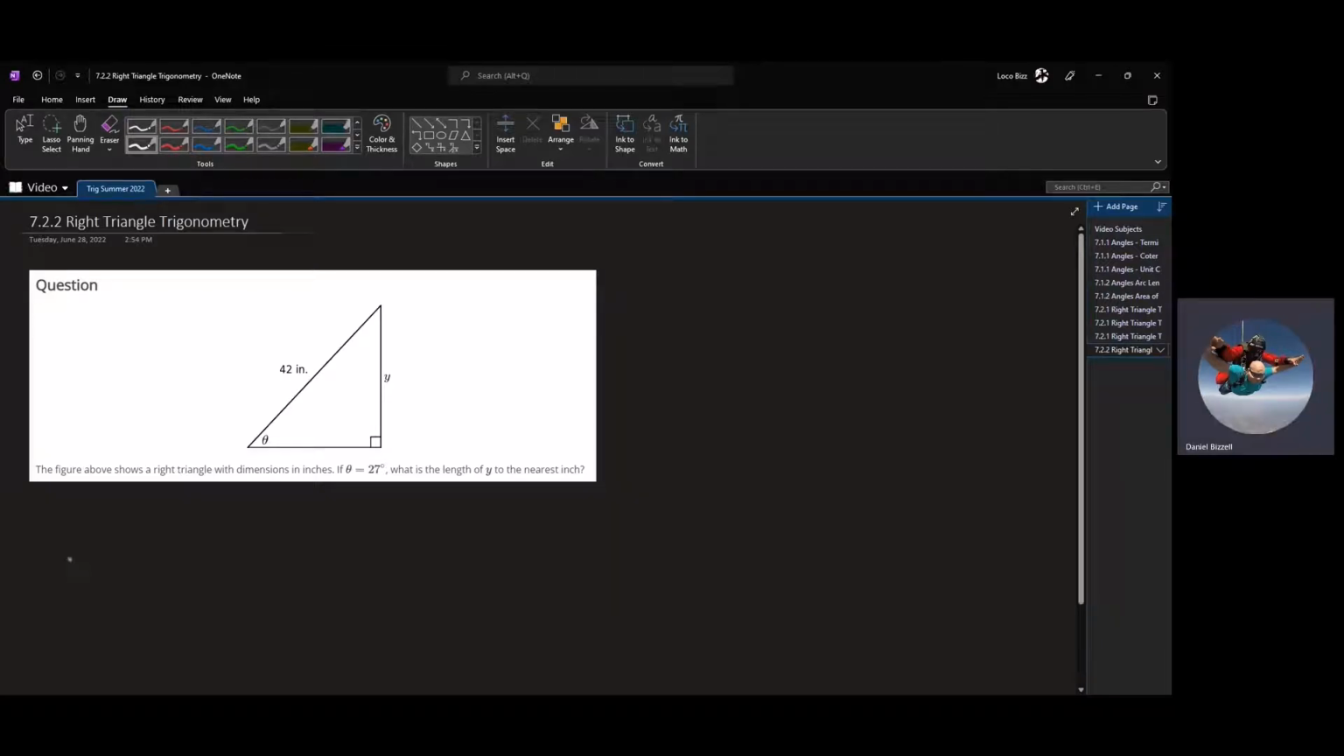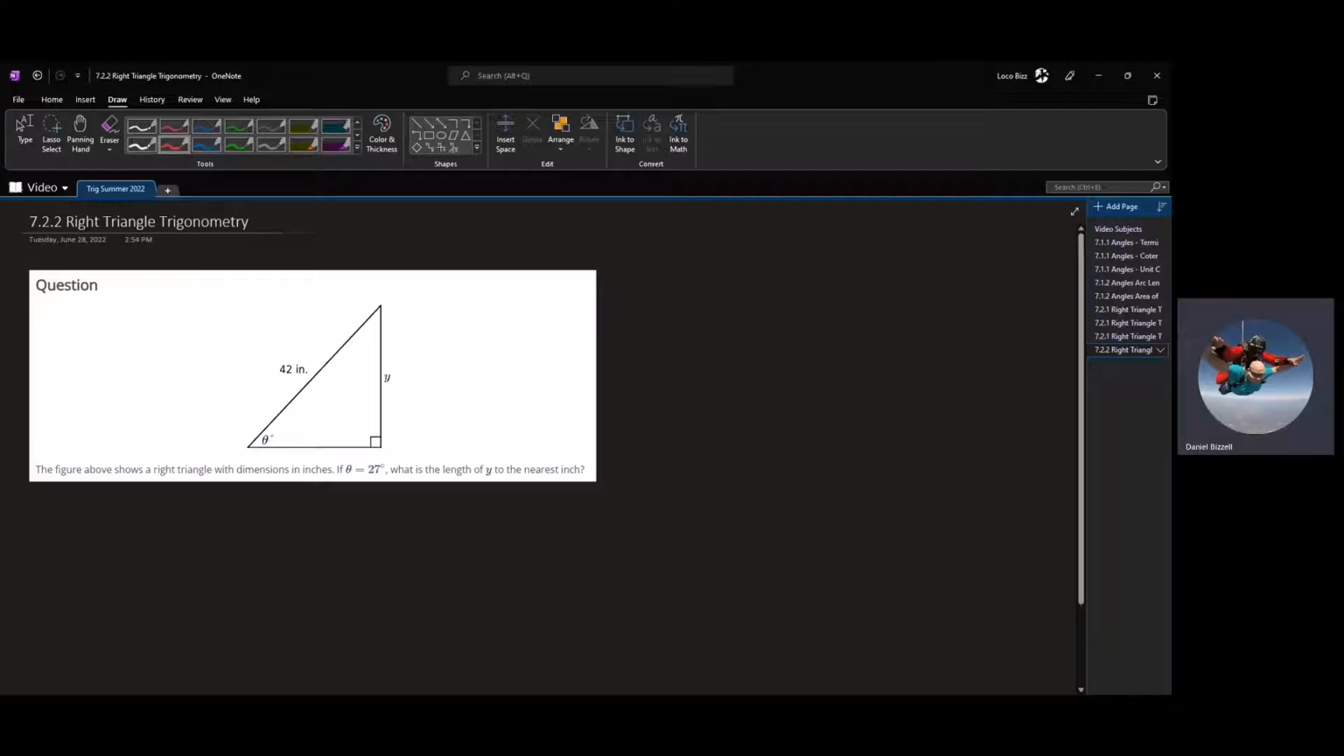The figure above shows a right triangle with dimensions in inches. If theta is equal to 27 degrees, what is the length of y to the nearest inch? So the first thing we need to do is figure out which trig function will allow us to solve for y given the information that we have.